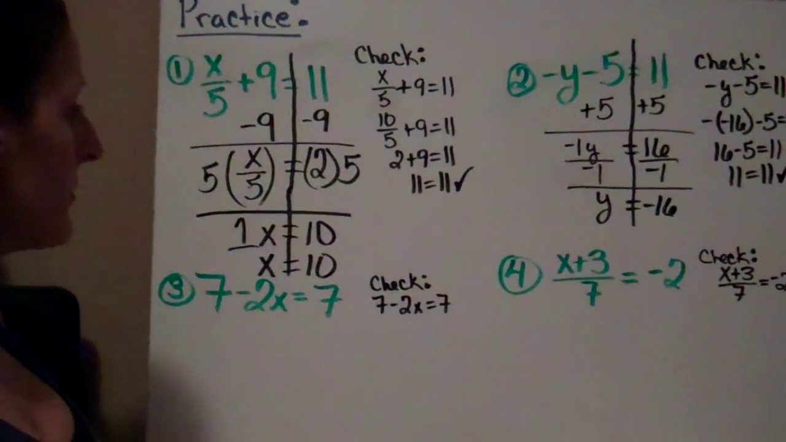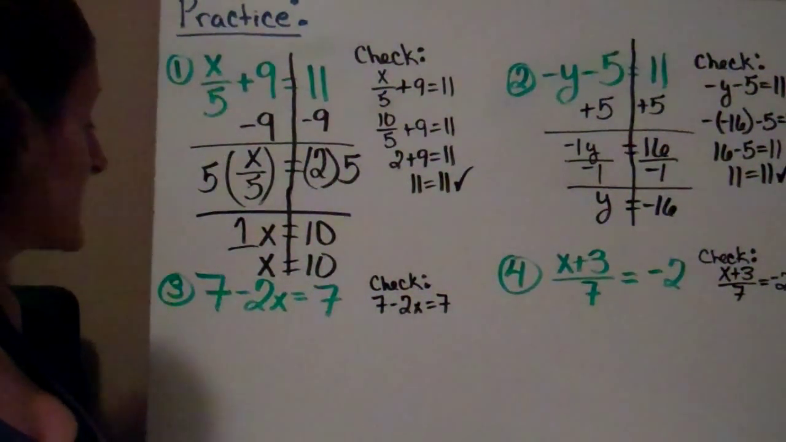Now, this next one, number 3, 7 minus 2x equals 7.